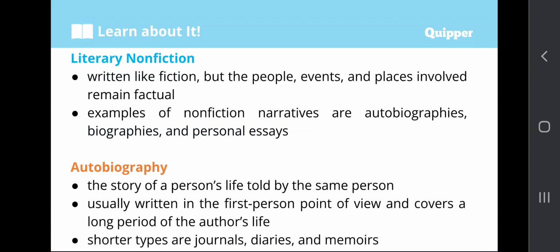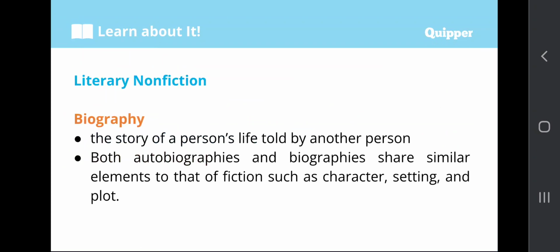Usually, autobiography is written in the first person point of view and covers a long period of the author's life. There are shorter types which are journals, diaries, and memoirs. Meaning to say, autobiography is preserving the truth about the author, about the subject, that is coming from an authentic or factual point of view or factual side of the author. Second, biography.